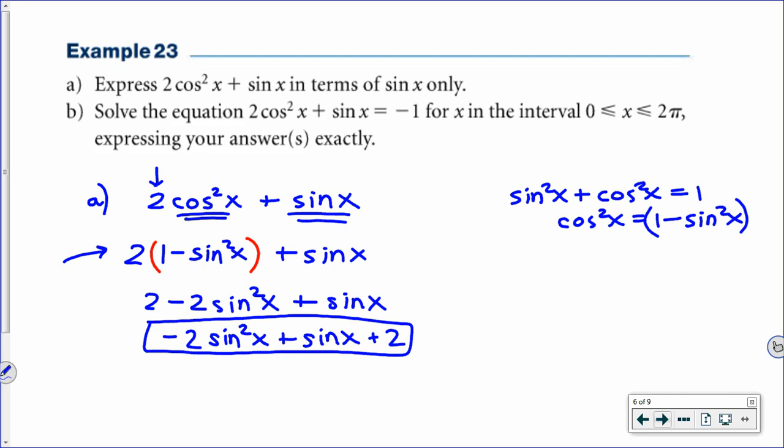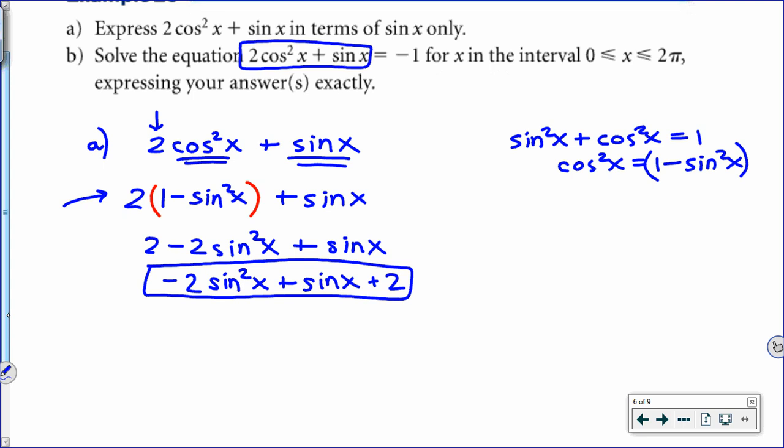And now it asks me to solve the equation 2 cosine squared x plus sine x equals negative 1. So this is the same expression from part A, and now I have a new version of it that's all in terms of sine. So that's the version I'm going to use. It's going to be easier for me to deal with. And it's telling me to set it equal to negative 1 and try to solve it.